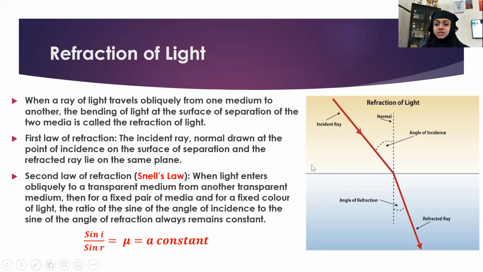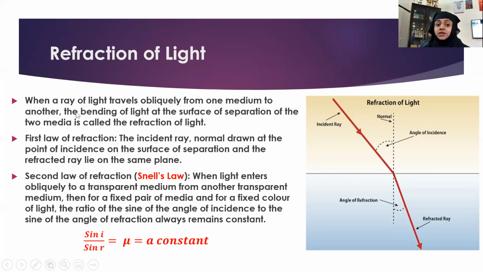So here you can see two medium. One medium from where a light is incident making an angle less than 90 degree. So this is called the normal. Normal is the line making 90 degree with the surface. So the angle of incidence is the angle between the incident ray and the normal.